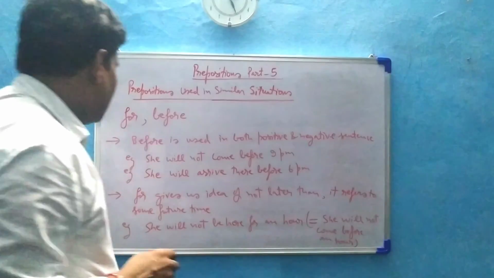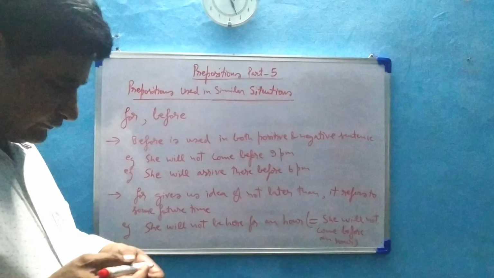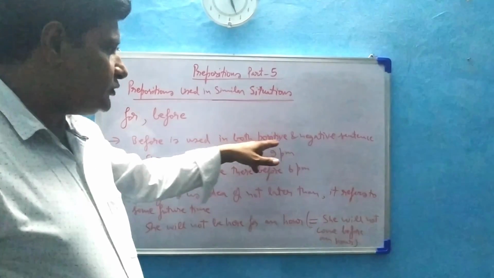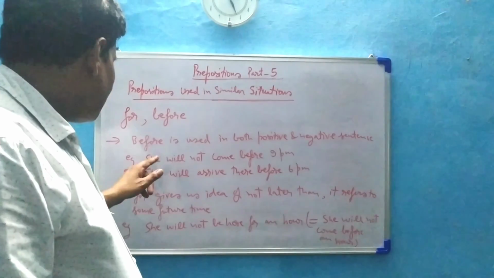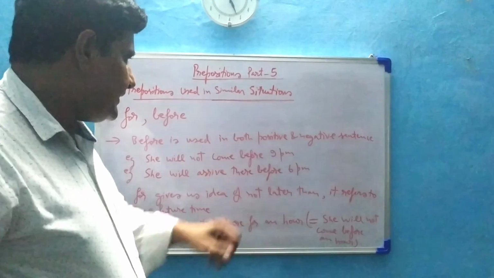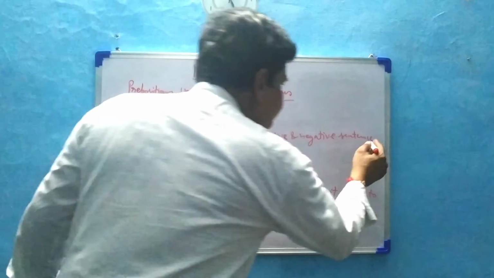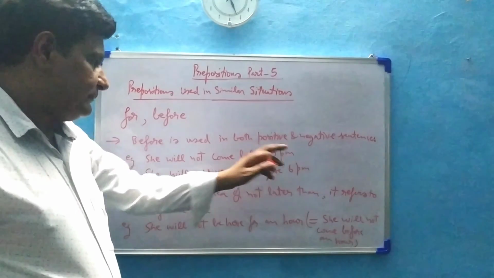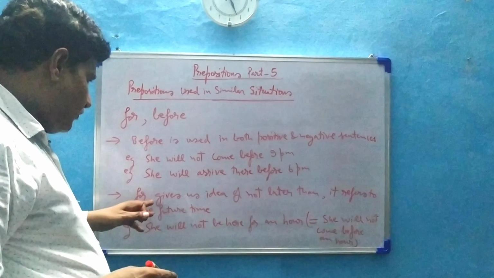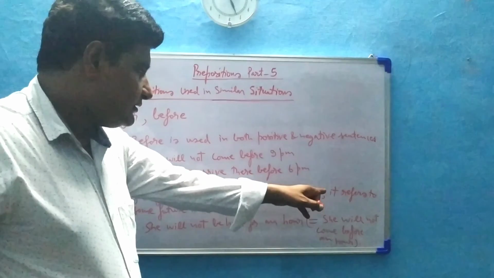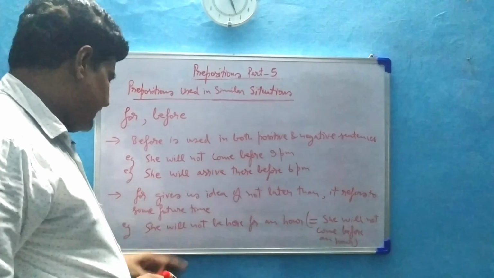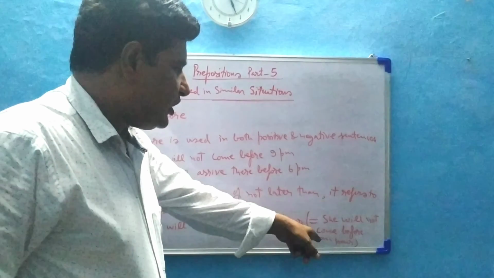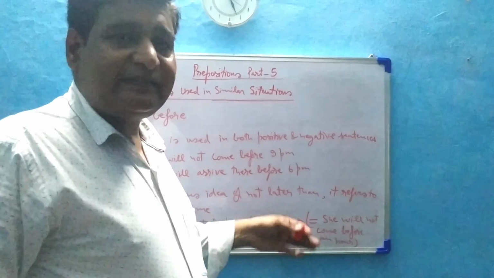Now let us have a quick revision of the difference between for and before. Before is used in both positive and negative sentences. She will not come before 9 p.m. She will arrive there before 6 p.m. For gives us the idea of not later than. It refers to some future time. She will not be here for an hour. So she will not come before an hour. So that is the idea.